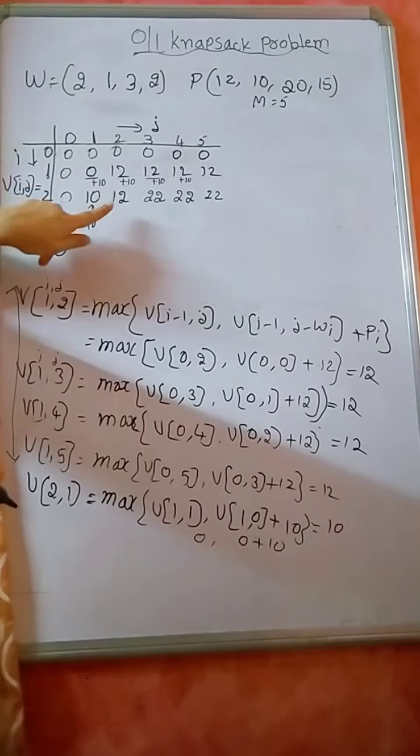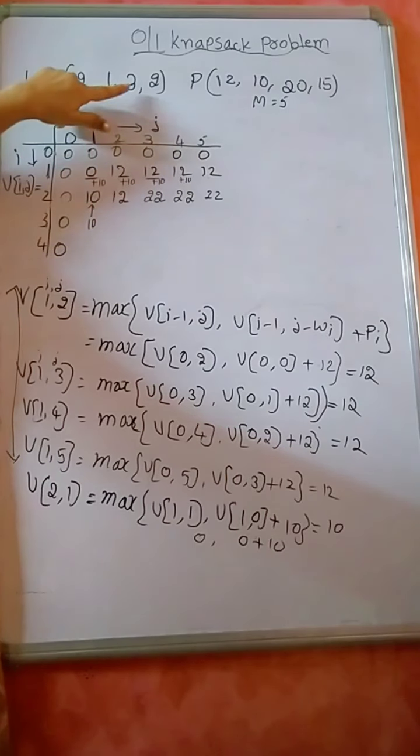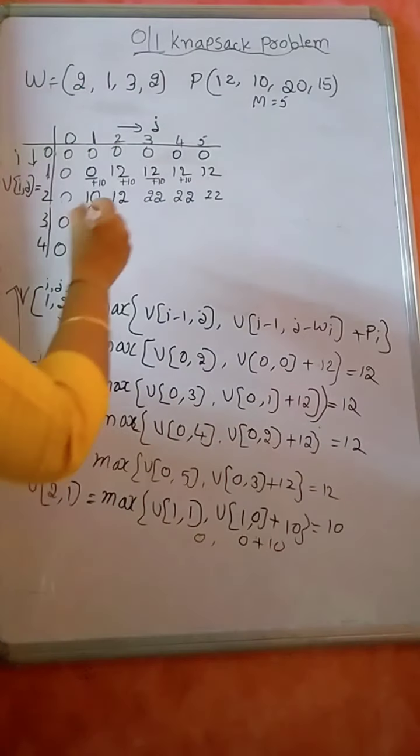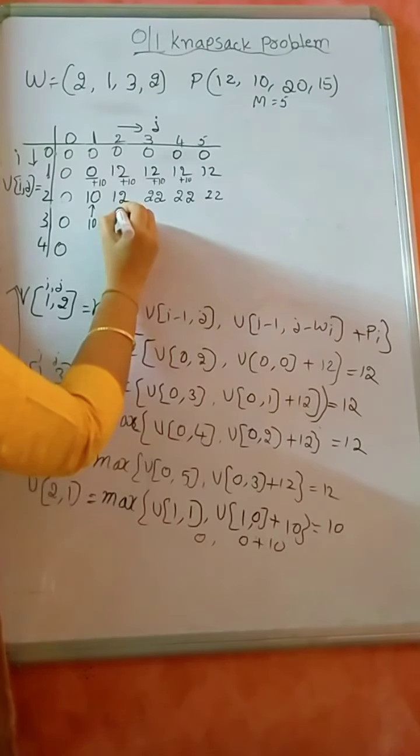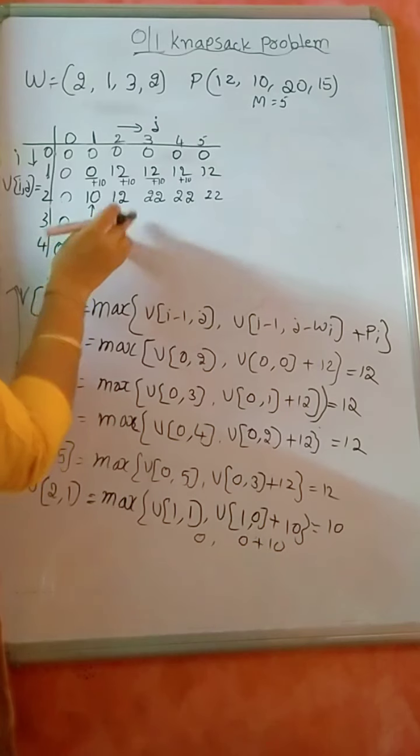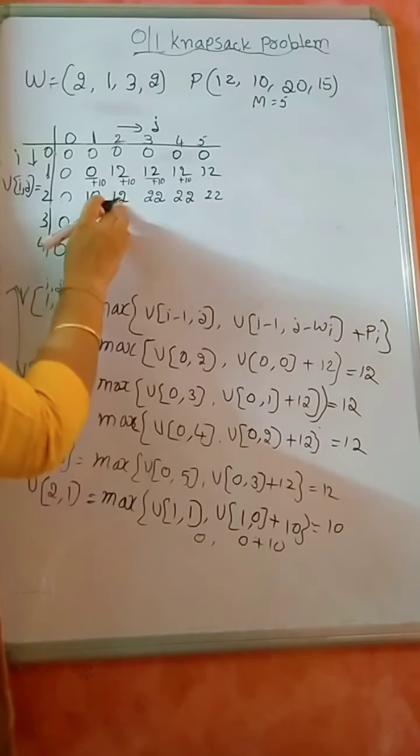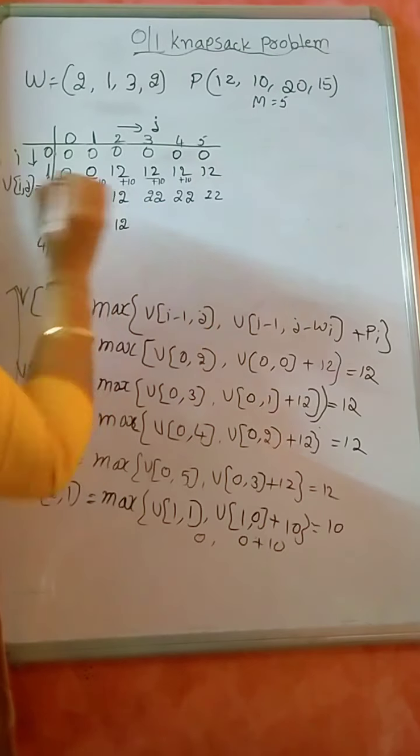Now what is the remaining capacity? 2. What is the weight of your third object? 3. Can I insert? No. So if I cannot insert, what is the profit? It is again the previous profit. Previous profit means same column, previous row. So it is 12. Enter this.